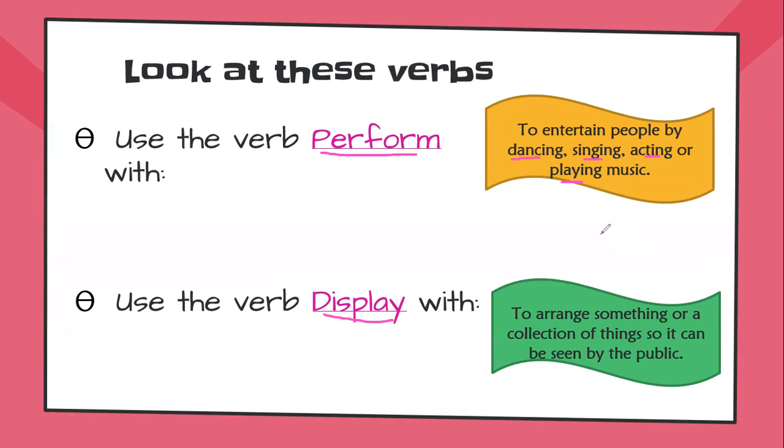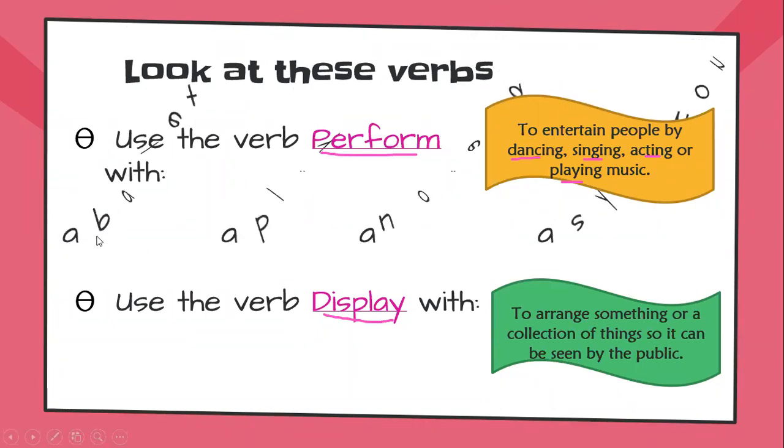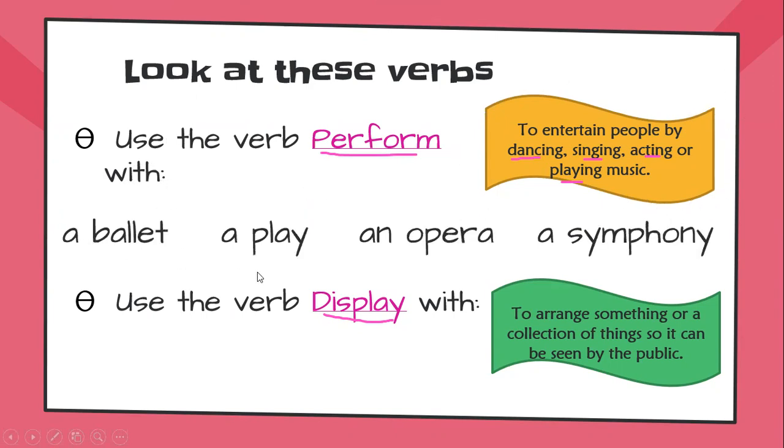So when to use this? For example, the first one, use the verb perform with a ballet, a play, an opera, a symphony. And when to use the other? When you are talking about a sculpture or a painting, a photograph too, a mosaic. Those words I haven't written down, but it's important that you know that.